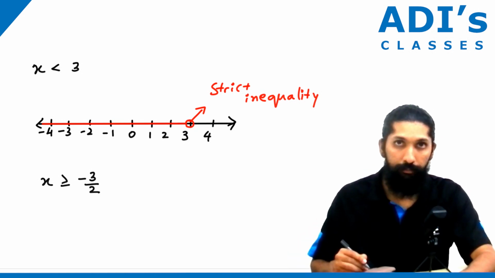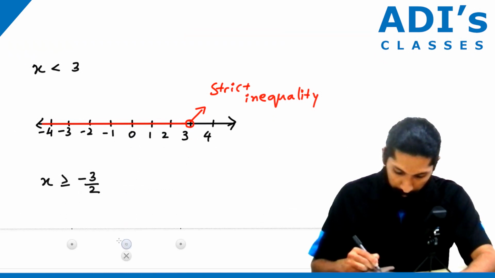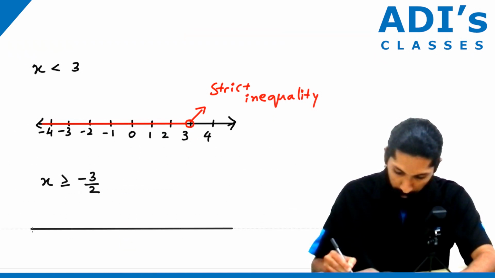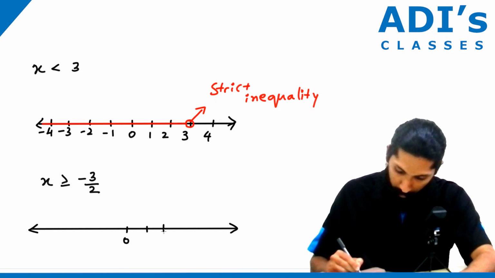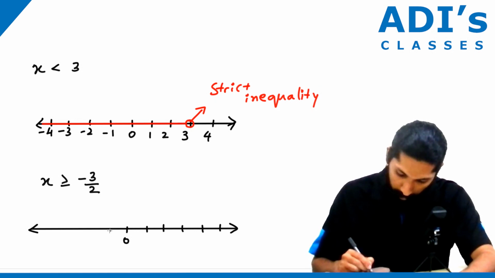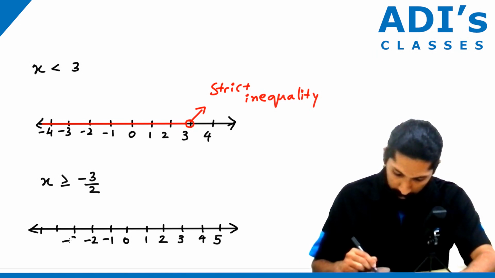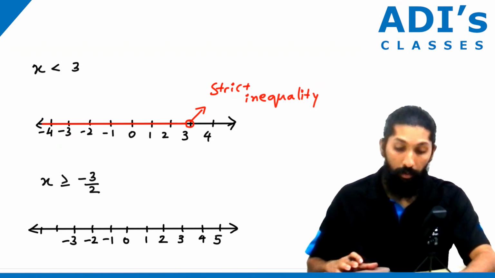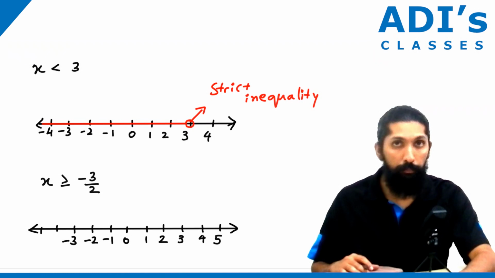Assume this is the value. Now for this one, what do we do? Again, we take the number line, say from here to here. Say this is 0, 1, 2, 3, 4, 5, minus 1, minus 2, minus 3, minus 4, minus 5. Not every value is actually important. Let it be till here. Now x is greater than or equal to minus 3 by 2. Minus 3 by 2 is minus 1.5.